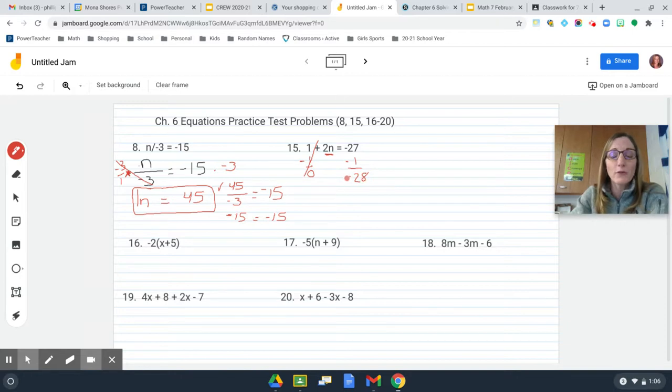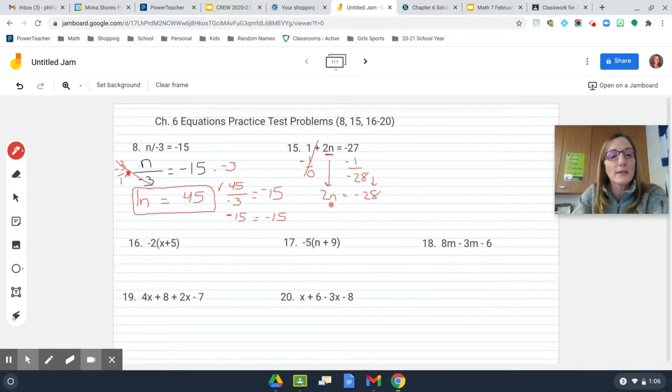Okay, I'm not done, right? I've only completed one step. So now I'm going to bring down what's left. I'm going to bring down that 2n, and I'm going to bring down that -28. And so here's my final step.